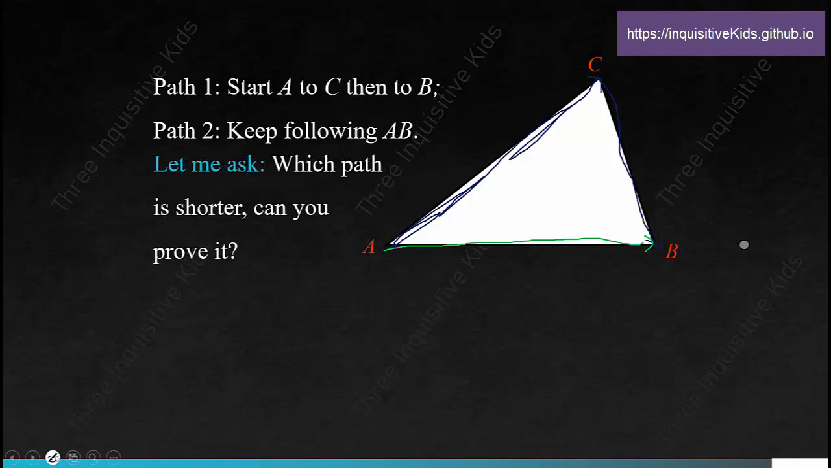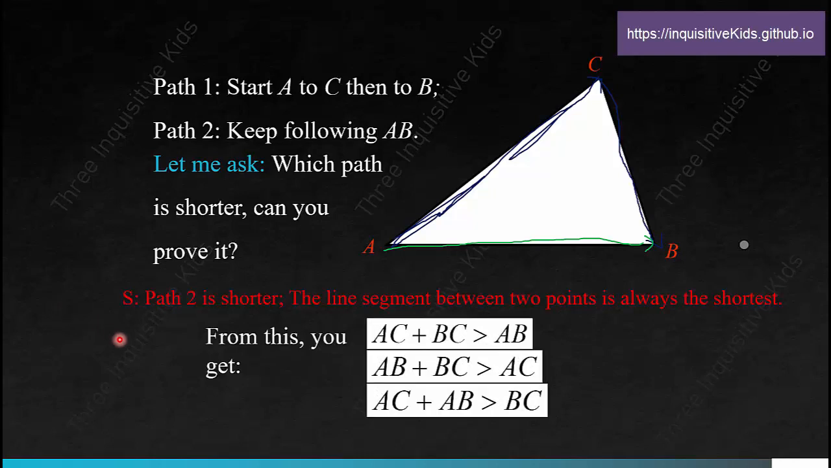Let me ask, which path is shorter, and can you prove it? The solution is path 2 is shorter. The line segment between 2 points is always the shortest. From this you get AC plus BC, which is path 1, is greater than the straight AB. AB plus BC is greater than the straight AC. AC plus AB is greater than the straight BC.